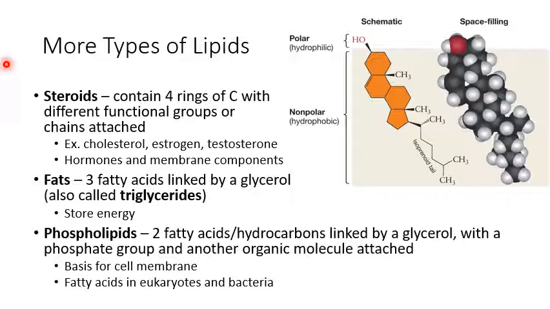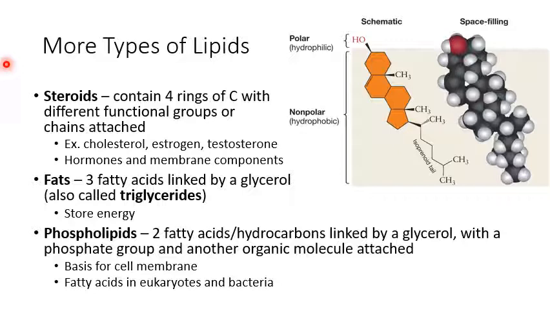A fat could either be a saturated fat or an unsaturated fat. It depends on which fatty acids are kind of composing it. So if it's got all saturated fatty acids in it, then it's a saturated fat. If it has some unsaturated fatty acids in it, then it's an unsaturated fat. The main role of the fat in cells is just to store energy in the long term.